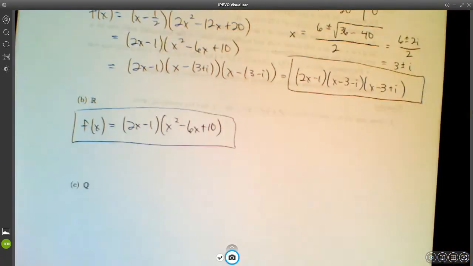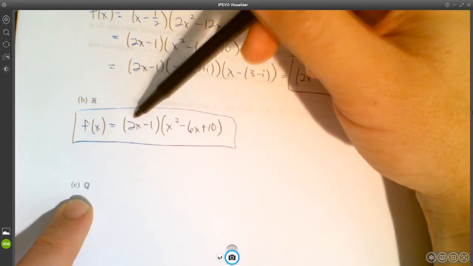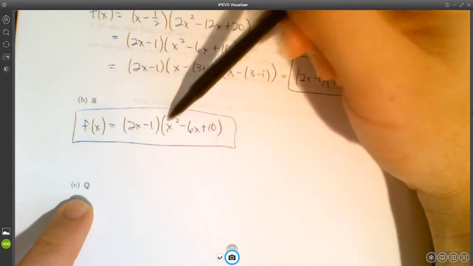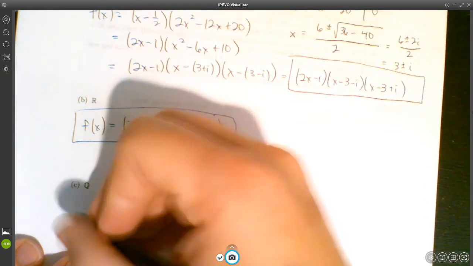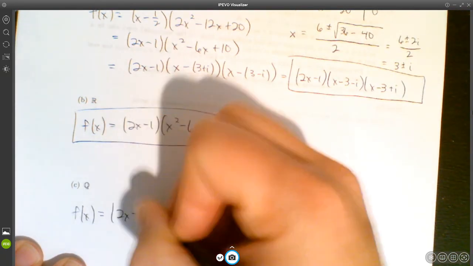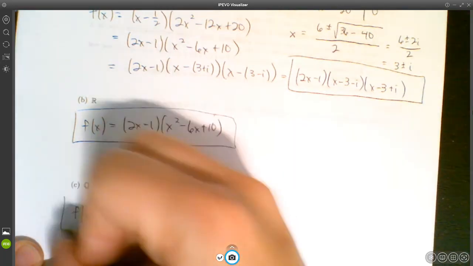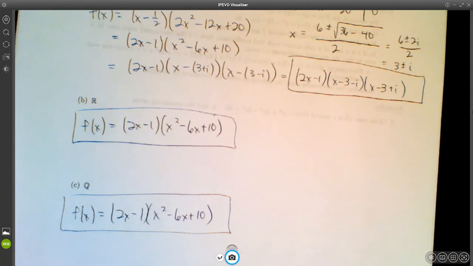And then finally, if we want the complete factorization over the rationals, then that means that we're only allowed to have rational coefficients. But notice that in the factorization over the reals, all of our coefficients are already rational numbers. So the factorization over the rationals is the same as the factorization over the reals in this case. Okay. So those two answers are the same.